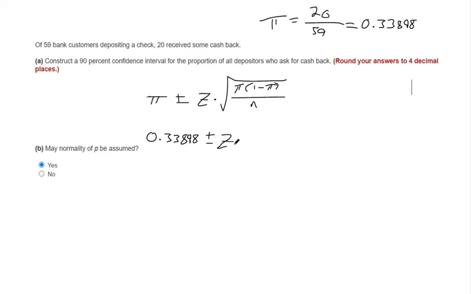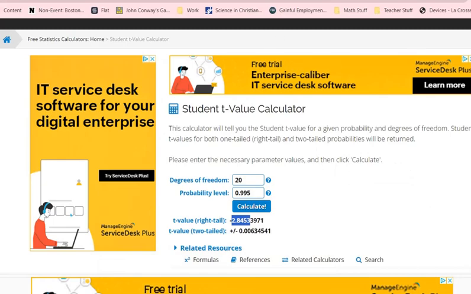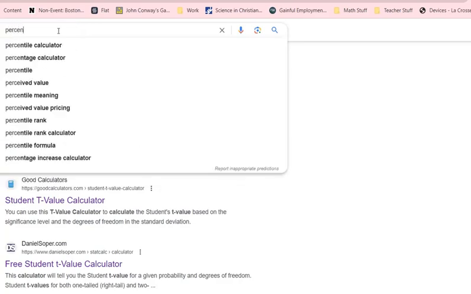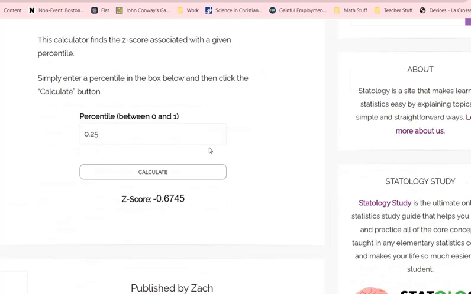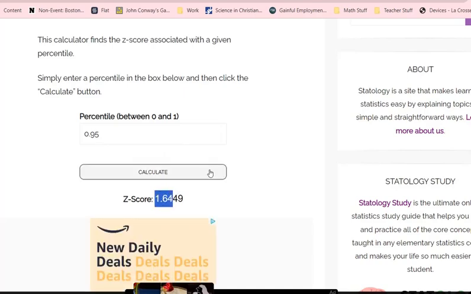This z value is just like we've done in the previous videos. Just a quick demonstration of what that is. If you want a 90% confidence interval, then that means you want 5% in the tails. And in most z-score calculators and tables, they would only tell you the area to the left. So you're going to want to look up 0.95 in those calculators. I'm going to Google search percentile to z-score calculator, and the first one that comes up is the one I like. So I'm not typing in 0.90, I'm typing in 0.95 because of that reason.